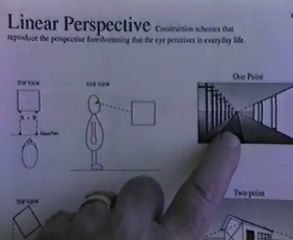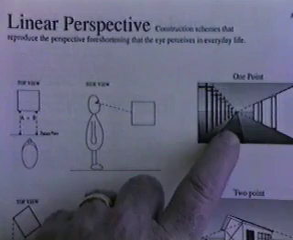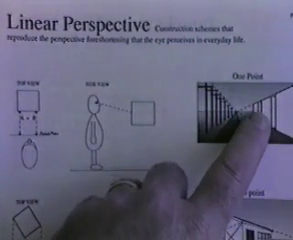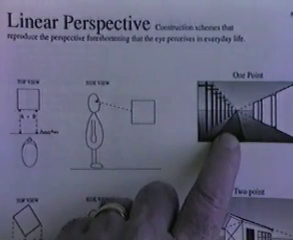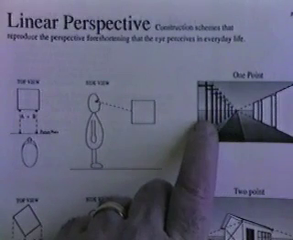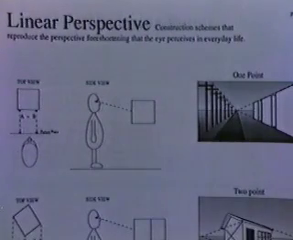Here are examples of objects that are in one-point perspective with only one side receding into the distance and the front faces staying the same. Or an example of a road which only has one dimension. Or the tops of telephone poles.